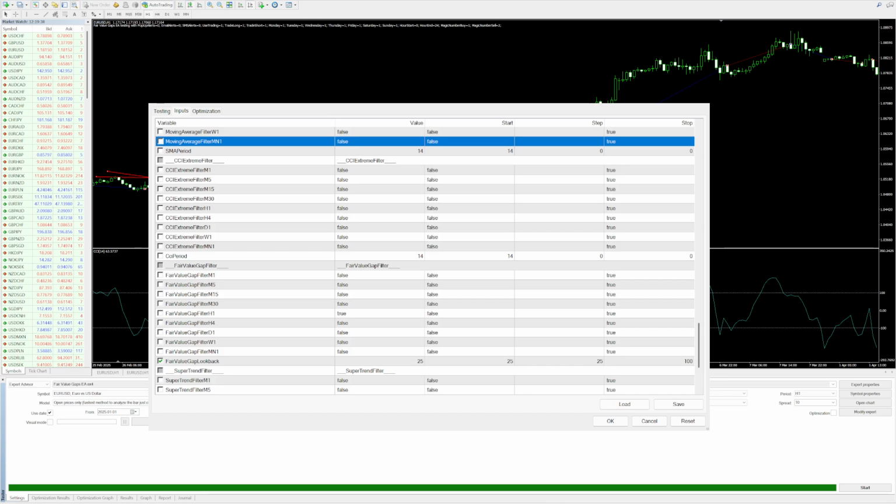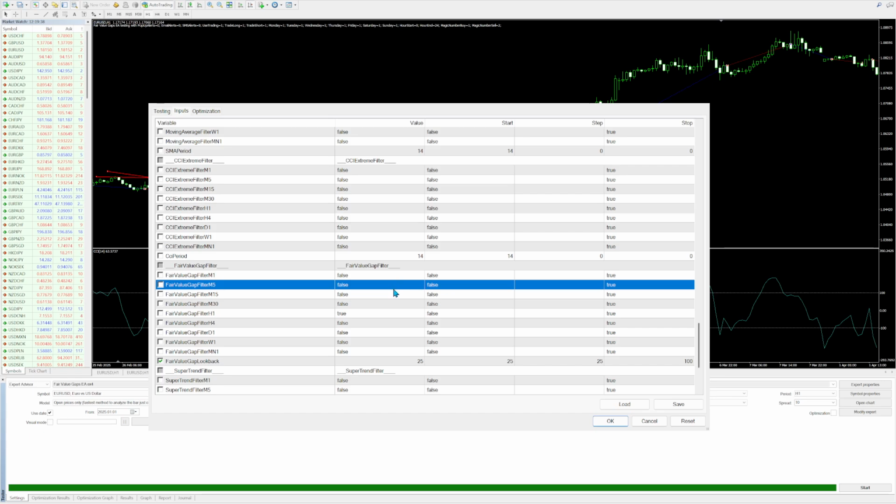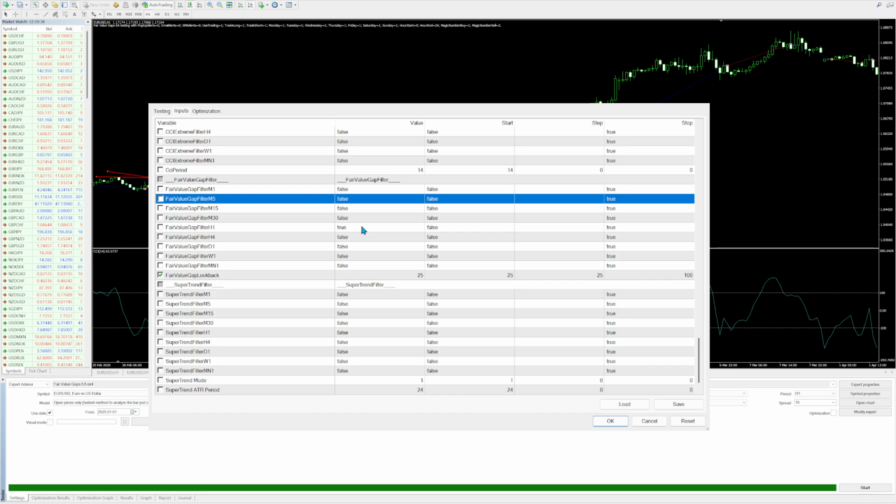I'm not going to go over each and every single one in this video because we'll be here forever. However, help yourself to the EA using the link in the description below. And you'll see that there's a million different ways you can experiment with it to meet your own trading preferences, because of course every trader is different.